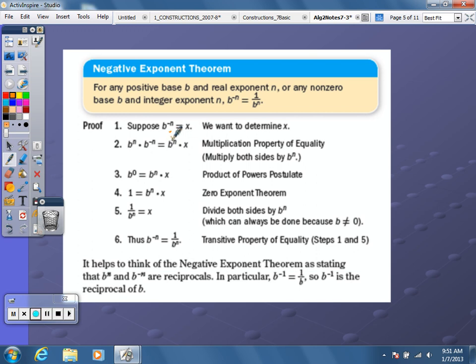So now I'm going to use substitution, and I'm going to substitute this into here. And I get b to the negative n equals 1 over b to the n. This is the proof. It should make sense to you. I don't expect you to do that by yourselves, but when you follow it, you should be like, yeah, makes sense.